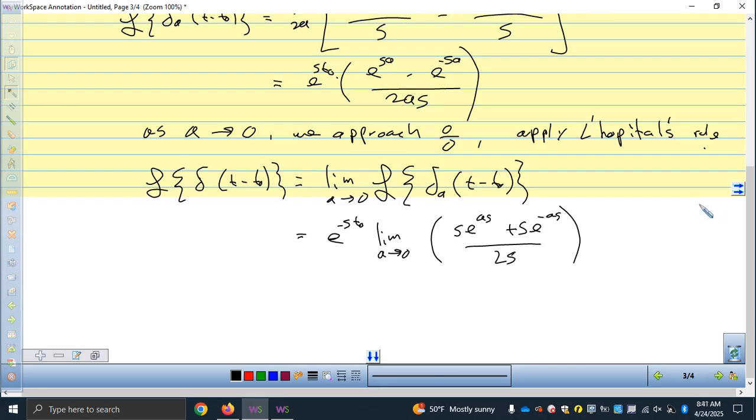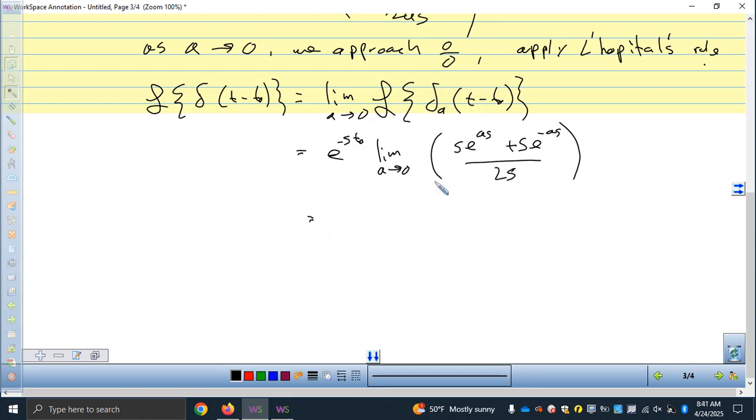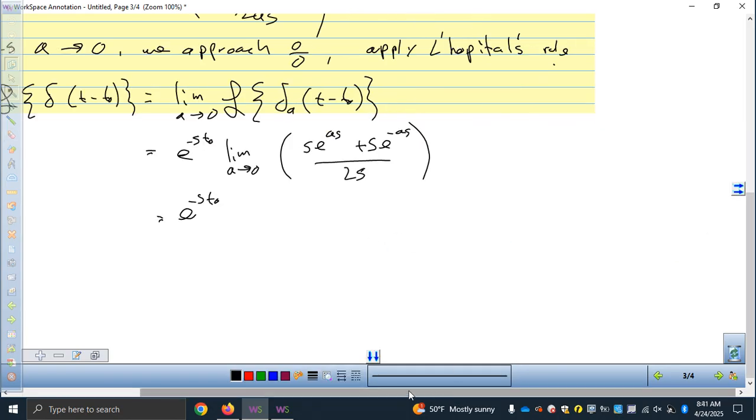Is this right? Then you cancel an s, it goes to 0. Then you get 2 over 2, you get 1. And then you're right. As a approaches 0, this limit is 1, and we get e to the minus s t0. Yes, take the derivative with respect to a. And we get our result.